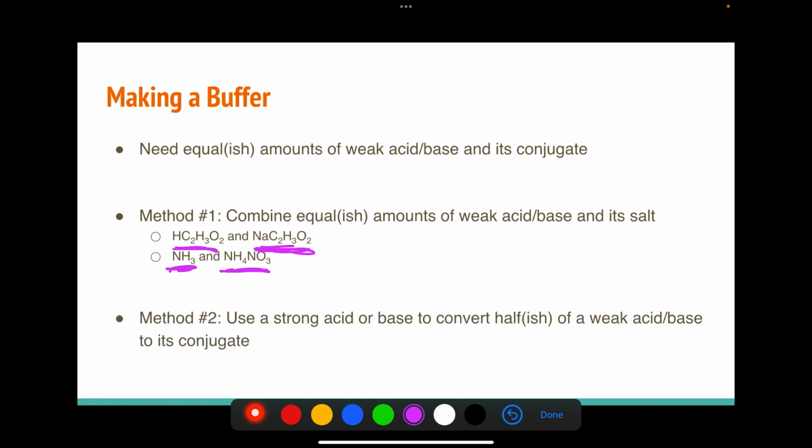The other method is to use a strong acid or base to convert about half of a weak acid or base to its conjugate. In other words, take your weak acid HF, react it with a strong base OH- to produce an equal-ish amount of F-. If you neutralize roughly half, the HF will be converted to F-, and you'll have roughly equal concentrations of HF and F-. That brings us to the end of this video.